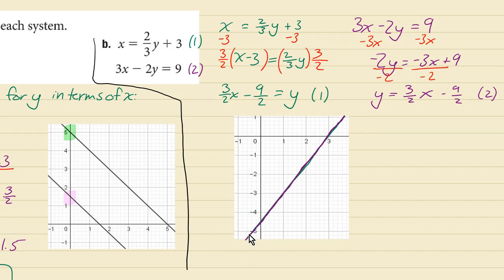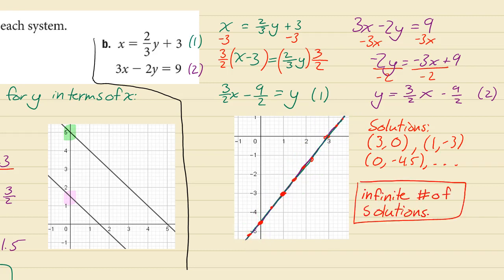So if you want to find solutions, you could say, here's a solution. X equals 3, y equals 0 should make both of these equations true. Here's another one, 1, negative 3. There's another one over here, 0, negative 4.5. And you get the idea. There's an infinite number of solutions because there's an infinite number of points on this line.